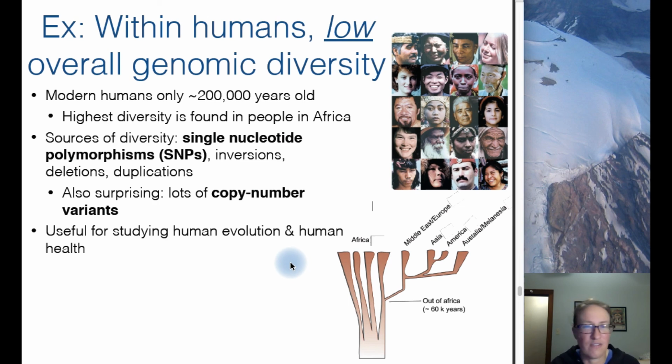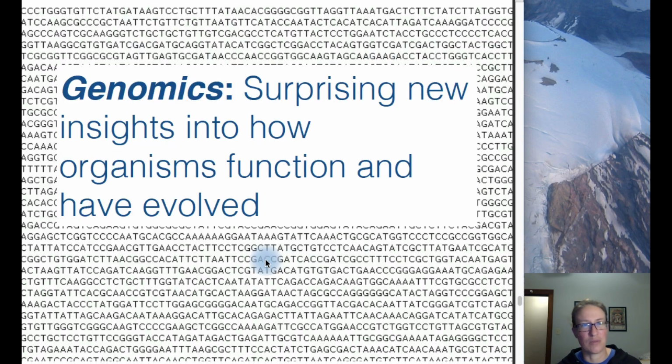And then some other sources of diversity include things like chromosomal inversions, deletions, and duplications. And we've also been surprised by how often we see variation in the number of copies of a given gene. So, there are a lot of copy number variants across human populations. And by doing these studies of human genomic diversity, we've gained some incredible insights into human evolution and questions associated with human health that, again, weren't even imaginable 20 years ago. So again, it's just really an incredible time to study genomes.